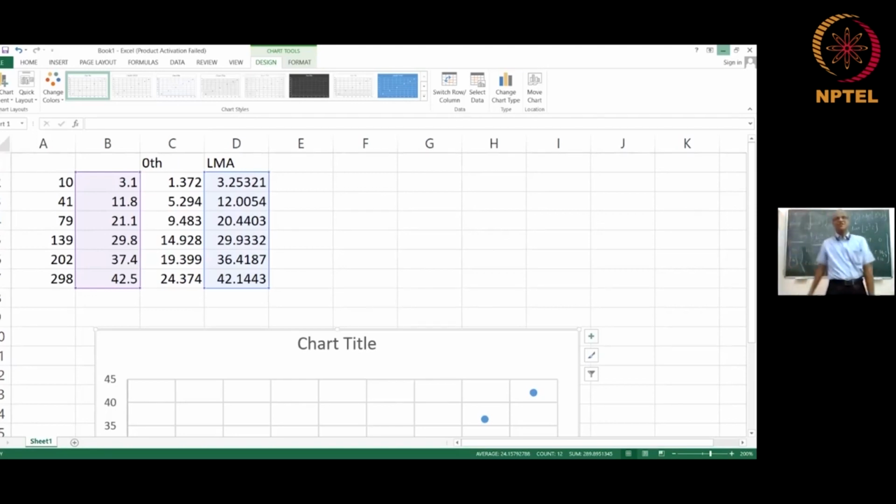Class, you can just see that column B and column D are very close to each other. There's hardly more than 1 degree centigrade difference in any of the temperatures at the 6 time instants. However, B and C columns are sufficiently far away. Therefore, you can see just one iteration of the Levenberg-Marquardt algorithm is so powerful. If you go to the second iteration, you'll just seal it. Otherwise, you have to struggle for 5, 6, 10 iterations on the GNA.